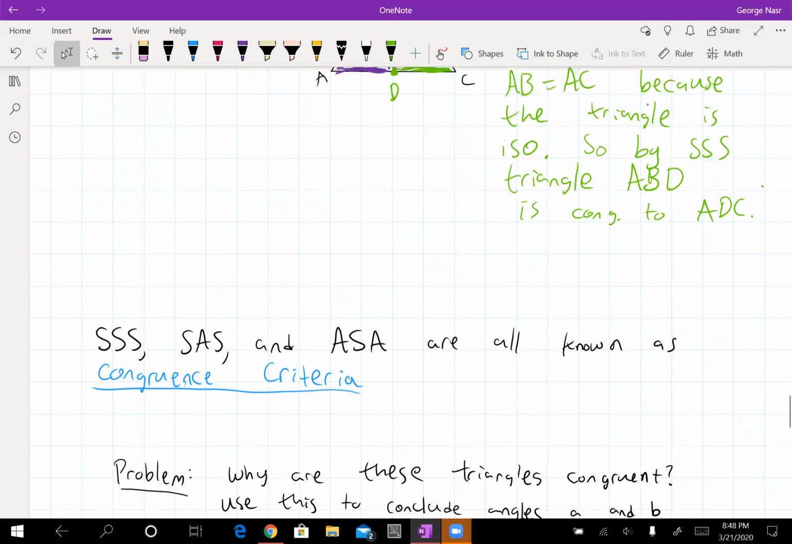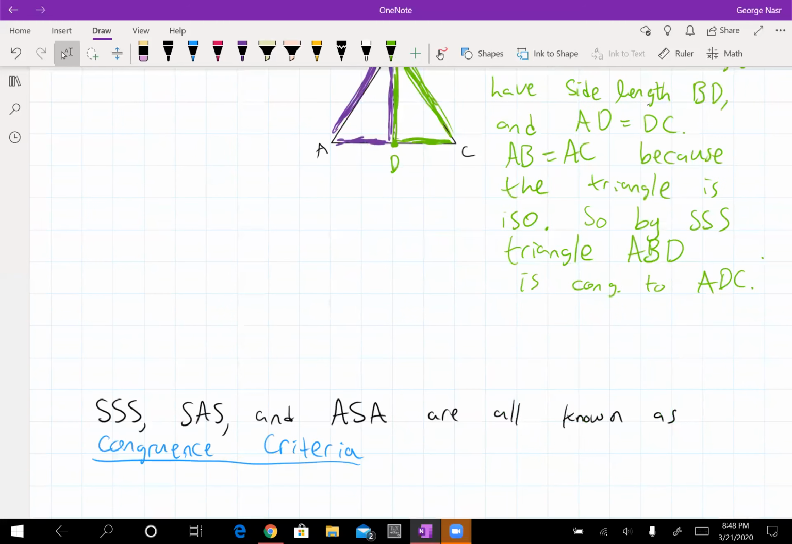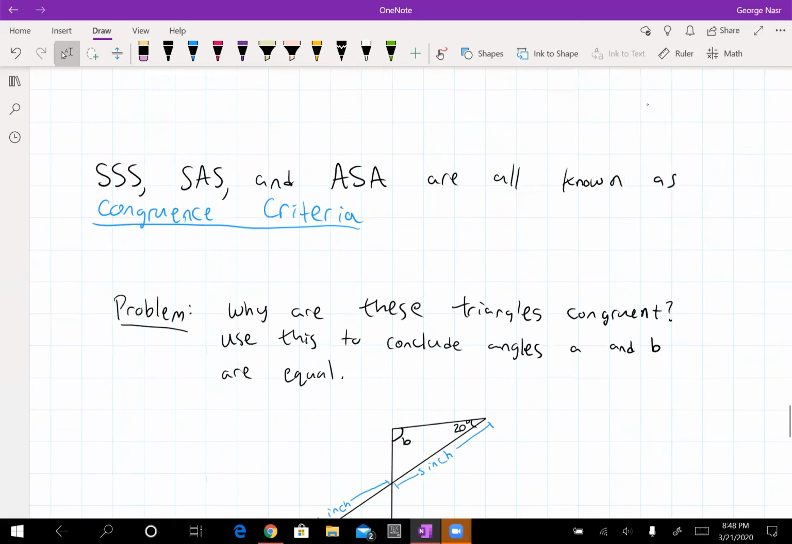So these three things we've just talked about, side, side, side, side, angle, side, and angle, side, angle, are all known as congruence criteria, specifically for triangles. They say if two triangles have three sides in common, or they have two sides with an angle in between in common, or they have two angles with a side in between in common, then the two triangles must be congruent. Sometimes some problems are a little bit more challenging.